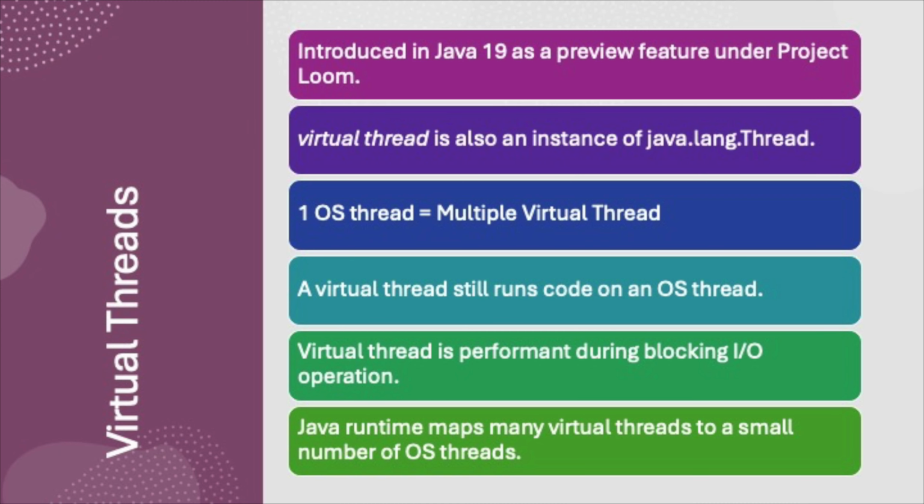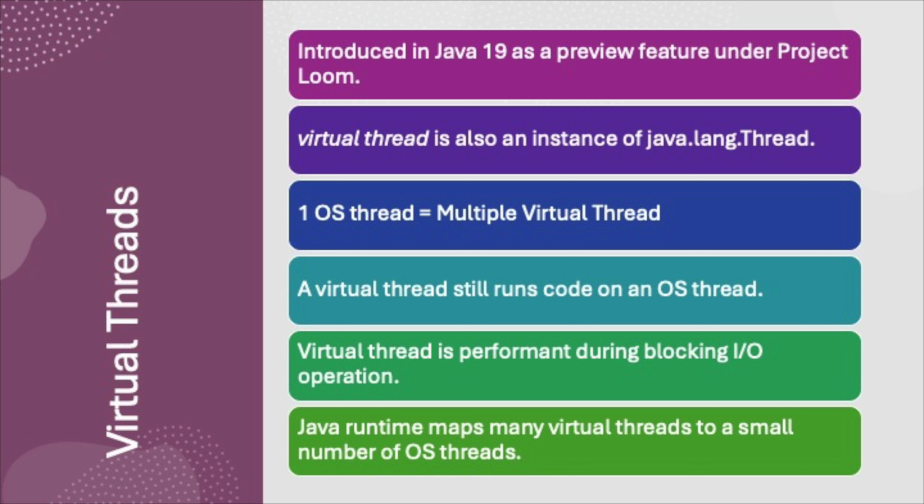Virtual threads were introduced in Java 19 as a preview feature. A virtual thread is also an instance of the Thread class. However, a virtual thread isn't tied to a specific OS thread. So, one OS thread can serve multiple virtual threads. A virtual thread still runs code on an OS thread. Until this point, everything is the same.